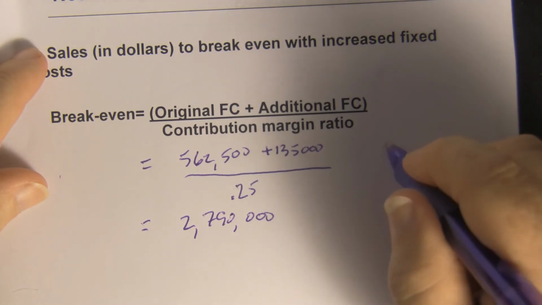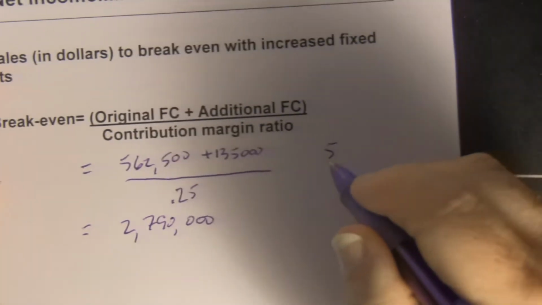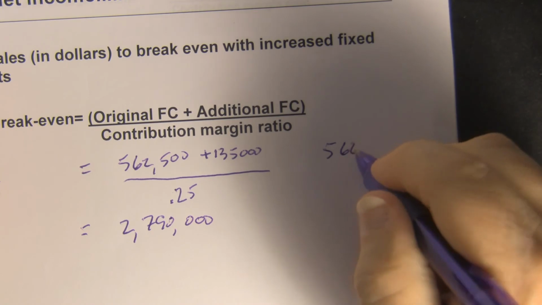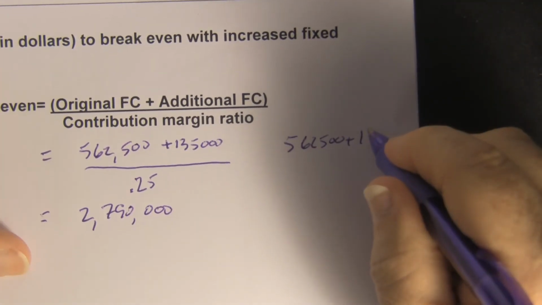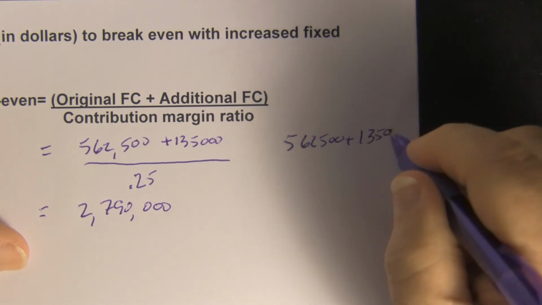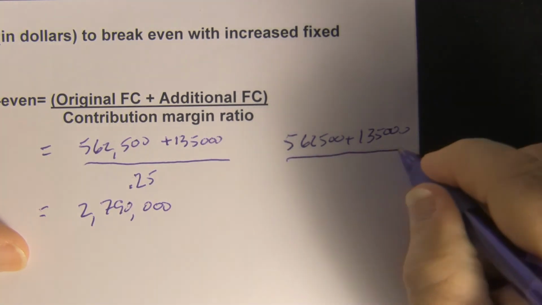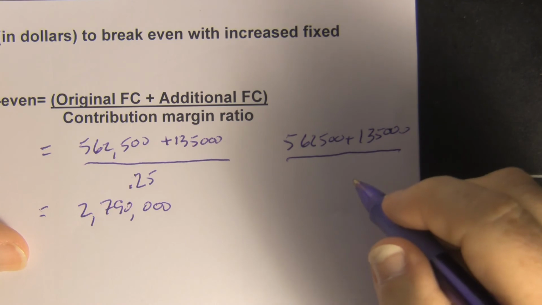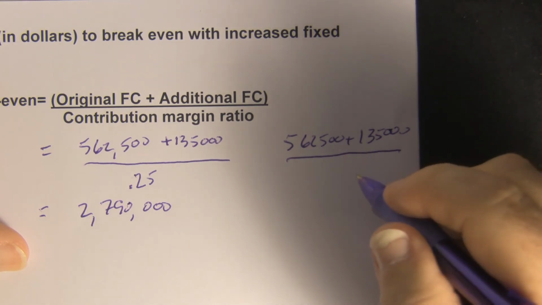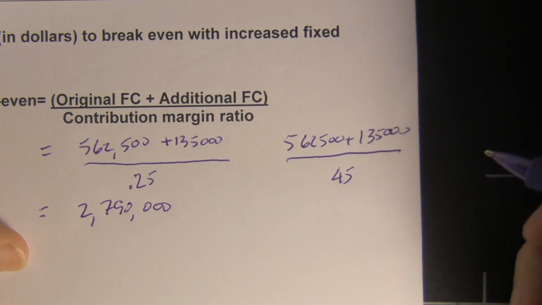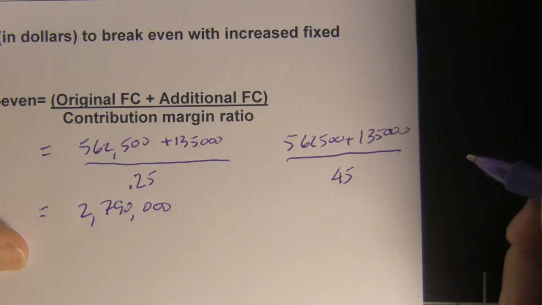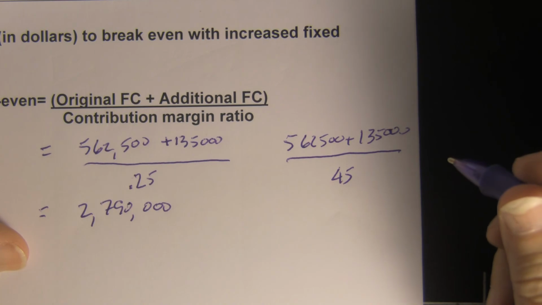Now, you could also do the same thing in units to find out how many units that would be. You would take the 562,500, add the 135,000, and divide by the contribution margin per unit of $45, and that would give you the break-even point, or how many units you would need to sell to cover those costs.